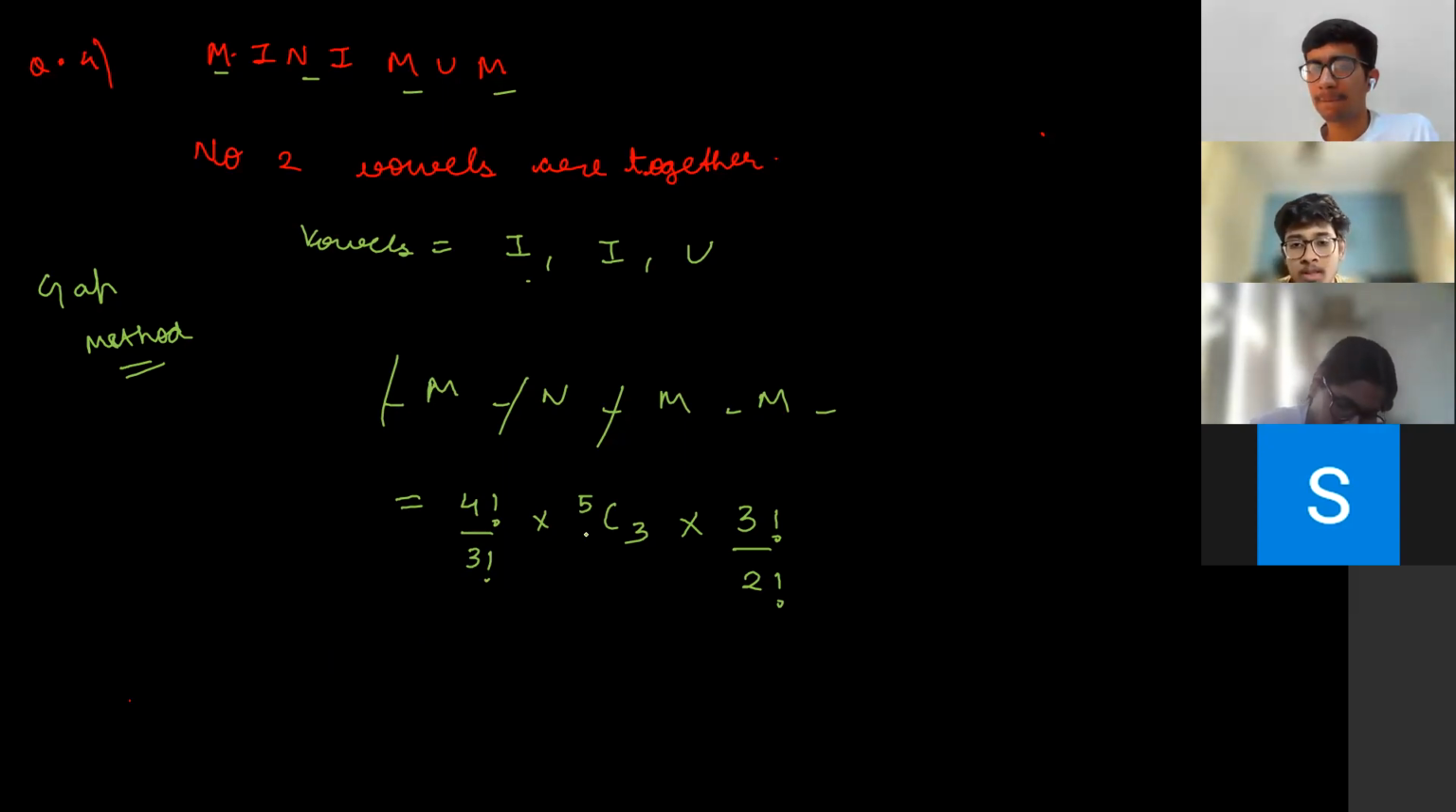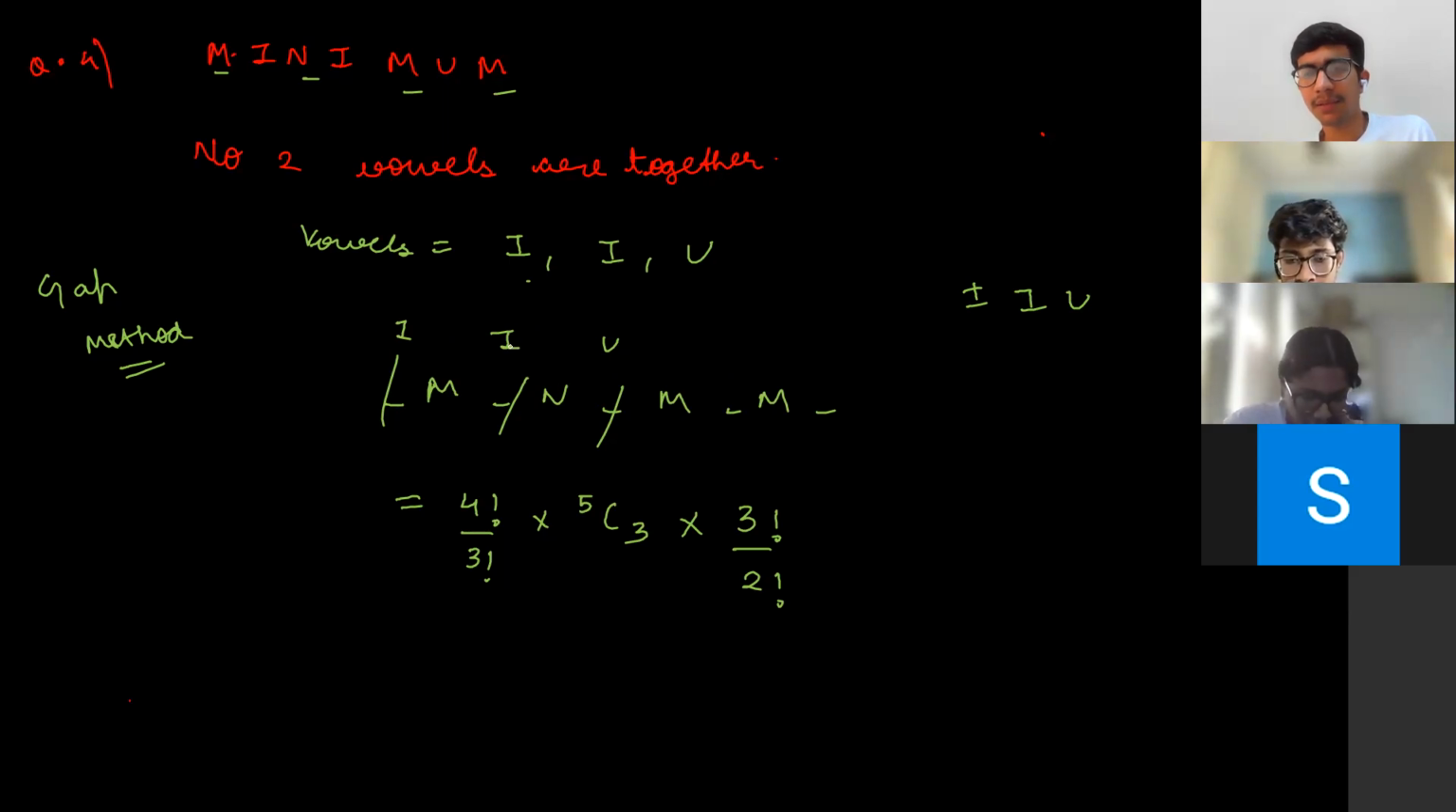So could you explain the 3 factorial upon 2 factorial वाला part, like after 5C3? I U का arrangement भी तो, मान लो मैंने ये 3 gaps choose कर लिए, right? Fill I and U over here. So इनका भी तो arrangement possible है, I and U का. So 3 factorial से total number of letters, अब क्योंकि alike letters हैं, 2 factorial. So 2 factorial से you divide it.